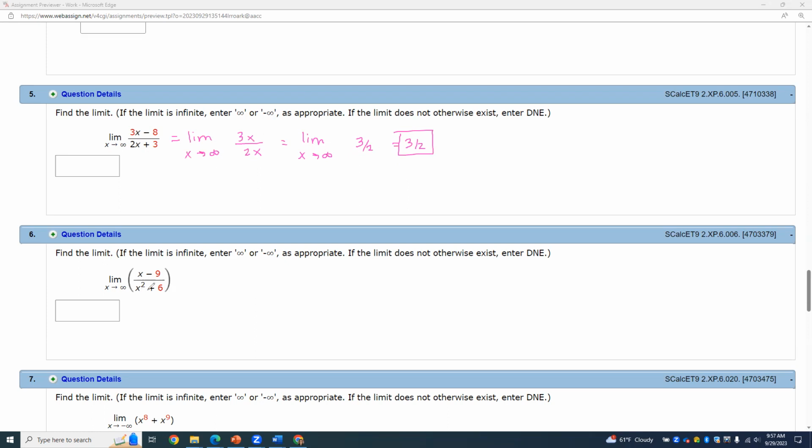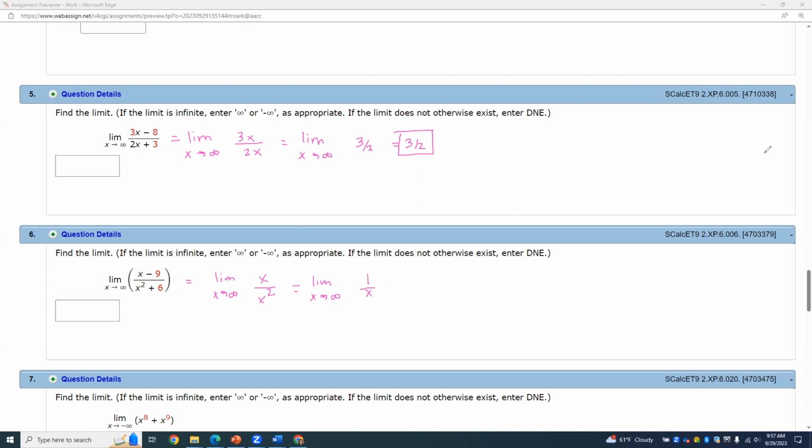Versus number 6, same idea. Thinking back to pre-calc, you might see that this is bottom heavy because it's x minus 9 divided by x squared plus 6. But what we're going to rewrite this as is the limit as x approaches infinity of x divided by x squared. And then we simplify that. x divided by x squared is just 1 over x.